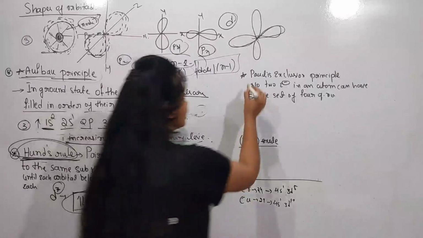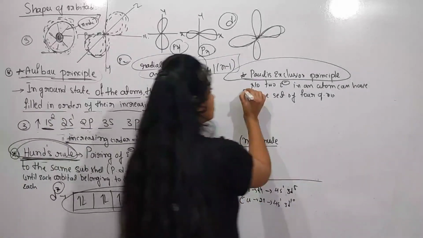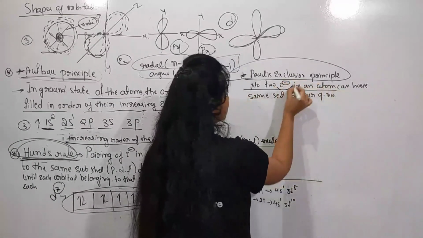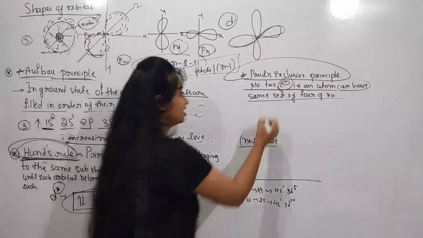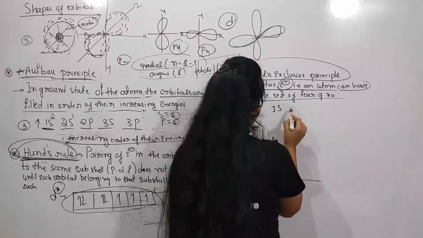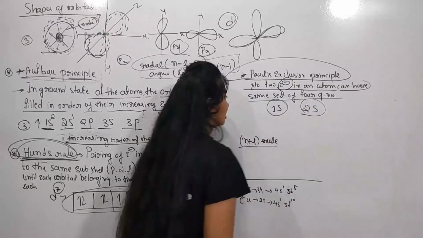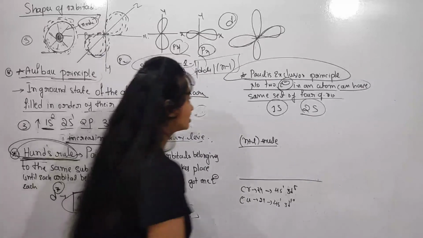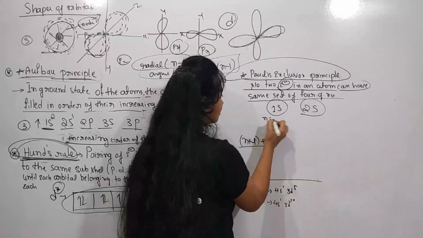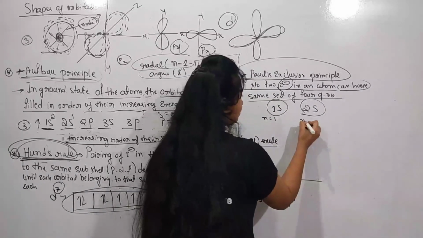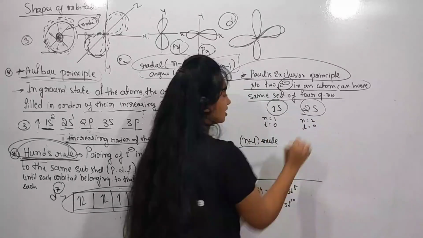The next one is Pauli's exclusion principle. This principle states that no two electrons in an atom can have the same set of 4 quantum numbers. See here, I have a 1s electron and an electron in a 2s orbital. I wish to write the quantum number values for 1s and 2s. Here the principal quantum number is 1, and here the principal quantum number is 2. The azimuthal quantum number is 0, and here also the azimuthal quantum number is 0.